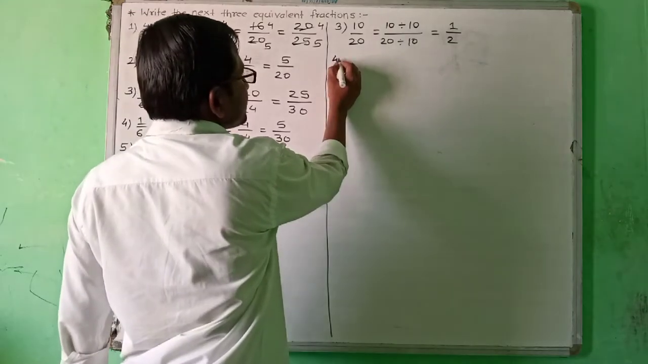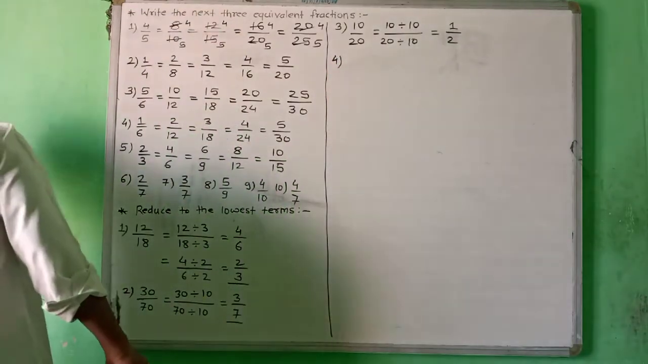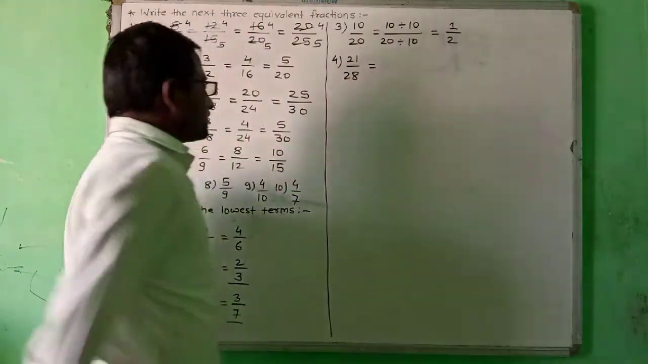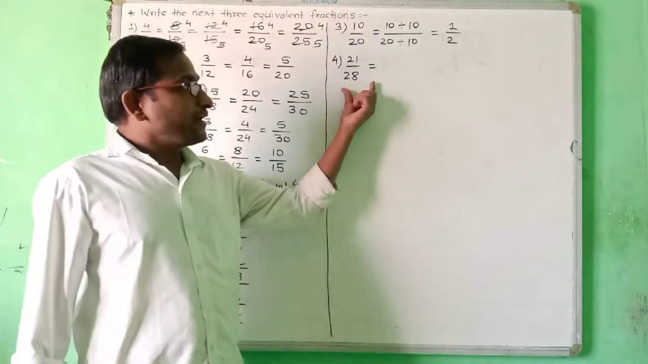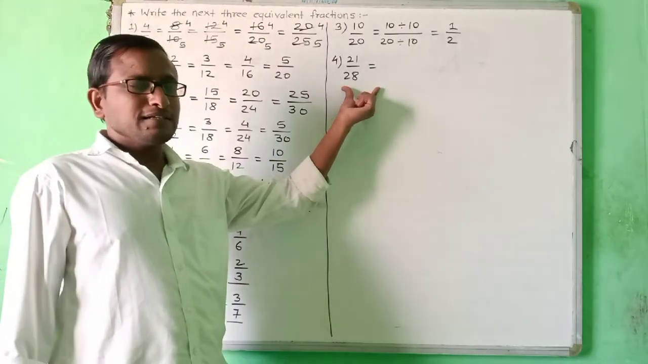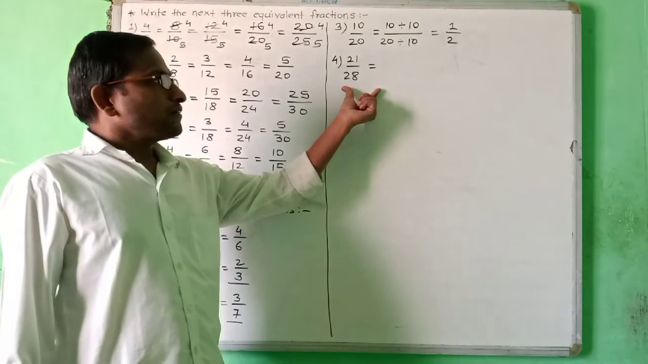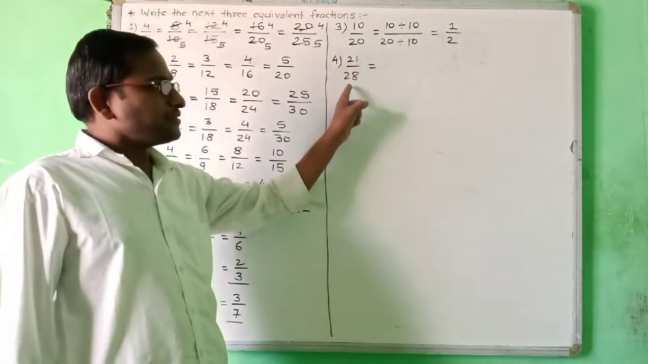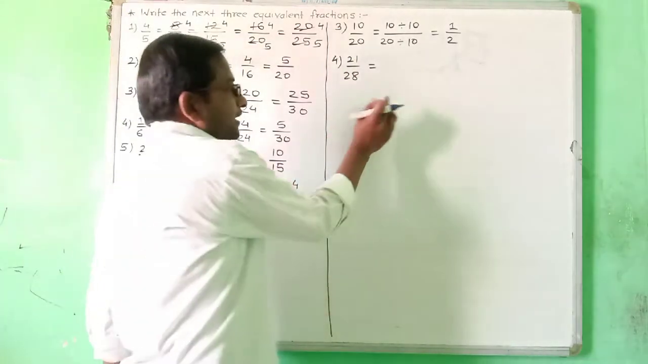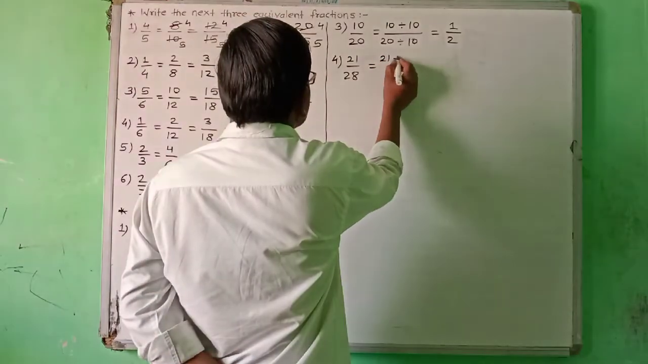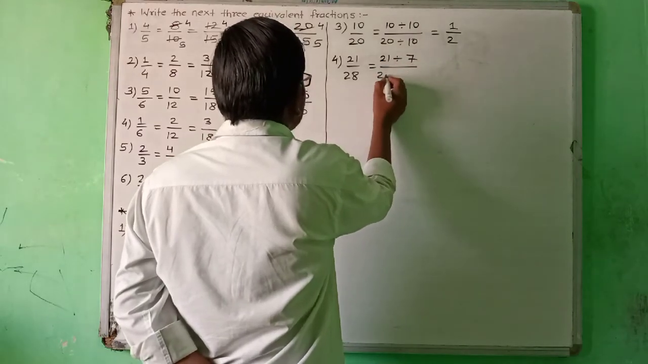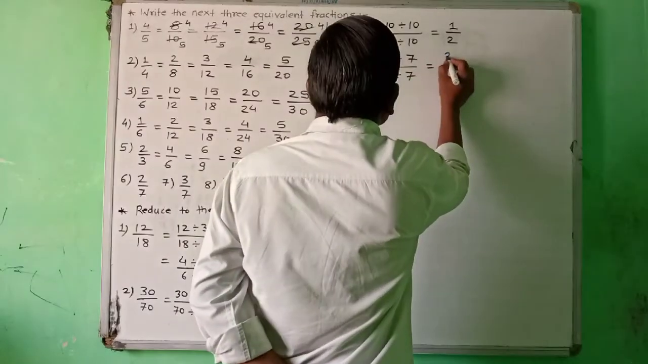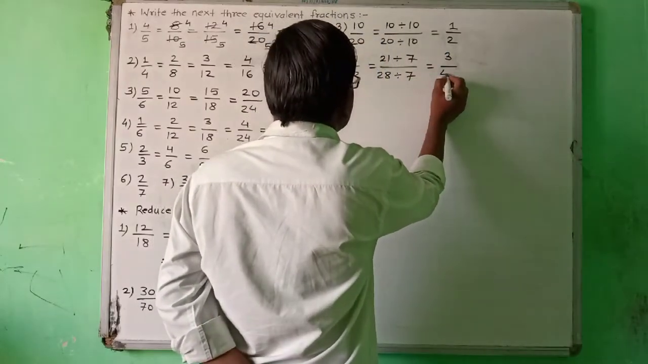Then the fourth one, 21 upon 28. 21 and 28 are present in the table of 7. 7 3s are 21, 7 4s are 28. So you directly divide by 7. 21 divided by 7 upon 28 divided by 7. Then we get 7 3s are 21, 7 4s are 28.